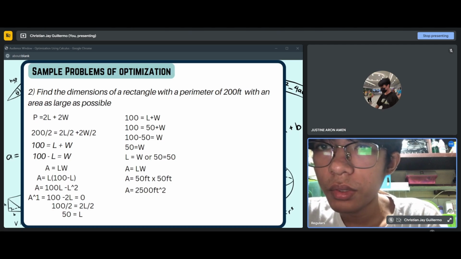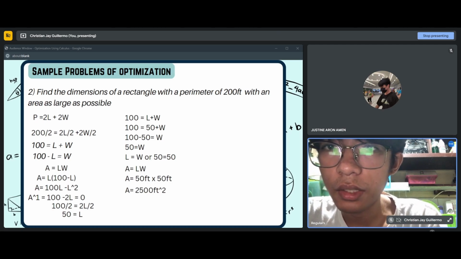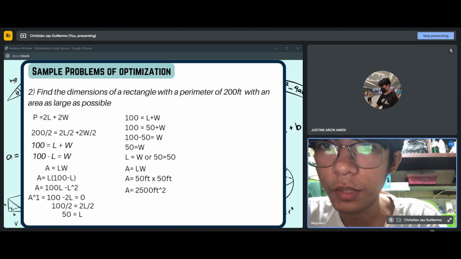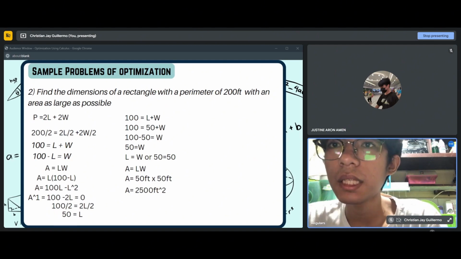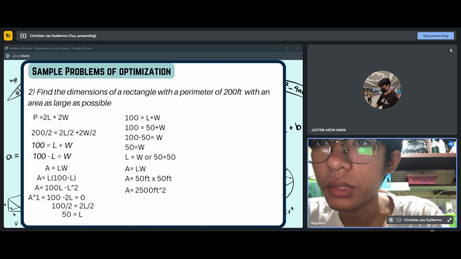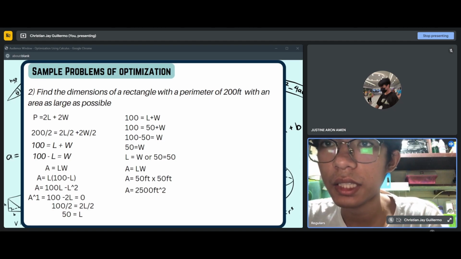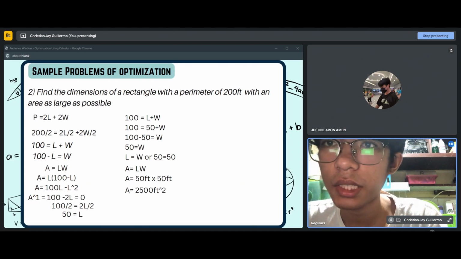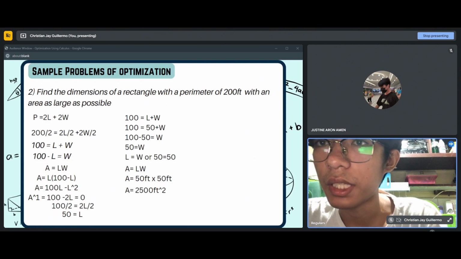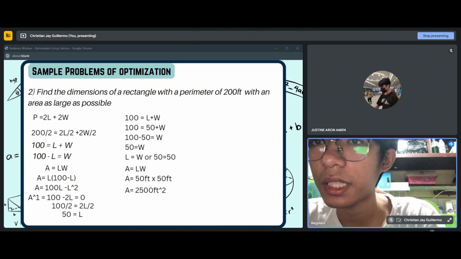2L over 2, same with 100 over 2. So, dinivide lang siya. So, 100 over 2, we get 50. 2L over 2, we get L. So, yung length natin is 50. 100 is equal to length plus width. So, nakuha na natin yung length natin. So, 100 is equal to 50 plus width. Transpose lang ulit natin coming from the left. So, magiging 100 negative 50 is equal to width. So, nakuha na natin yung width natin. 100 negative 50 is equal to 50. So, ayun yung width natin.